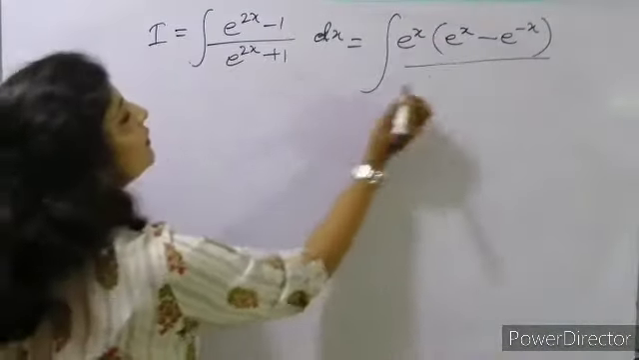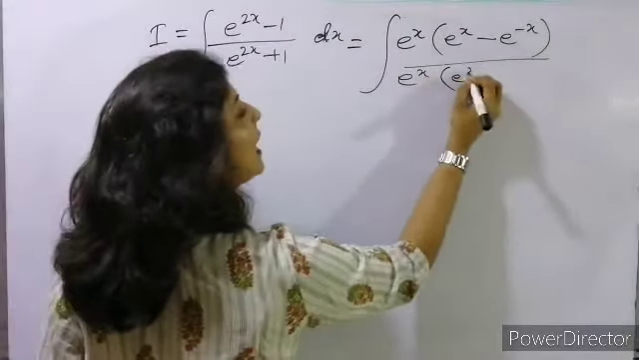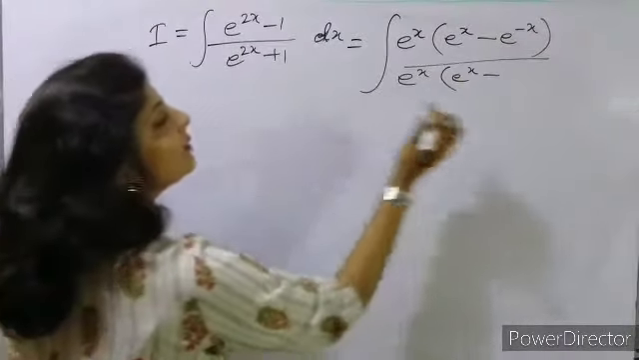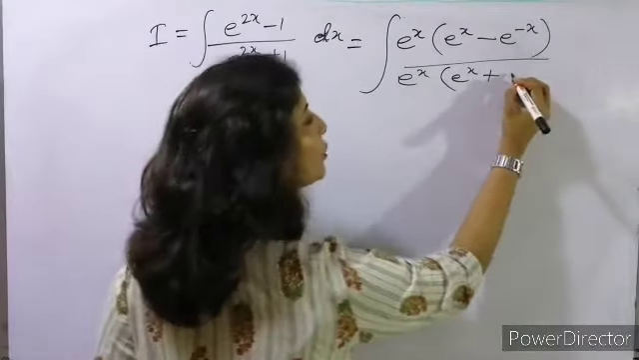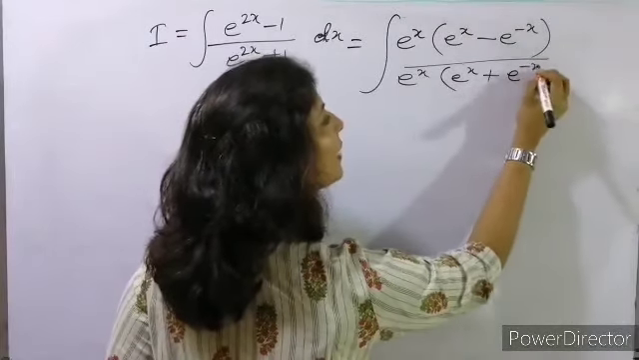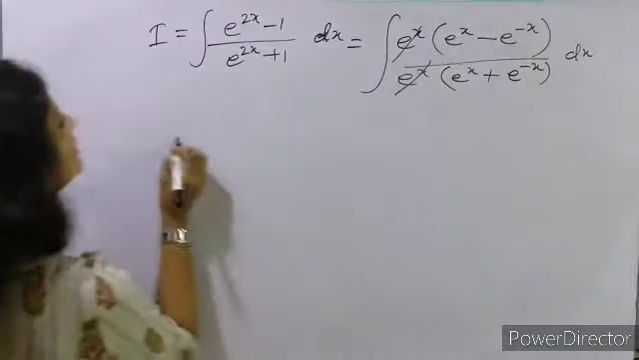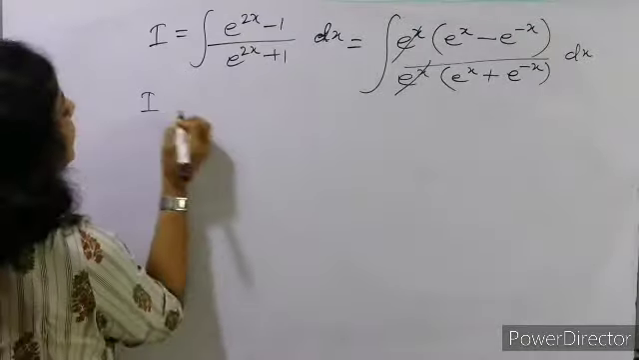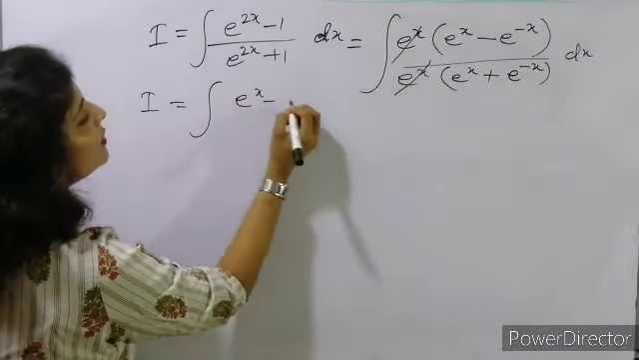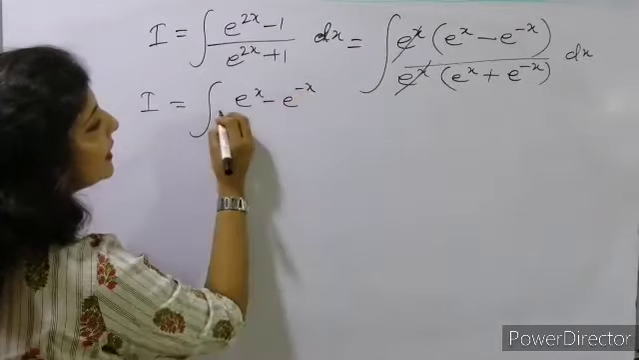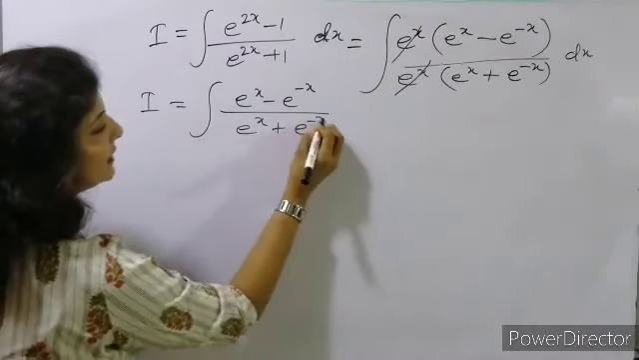Okay. Similarly, we'll take e to the power x common in the numerator. This will be e to the power x, and the 1 will be equal to 1 upon e to the power x, so 1 upon e to the power x will be e to the power minus x, and dx. So this we can cancel. So the value of I will be equal to e to the power x minus e to the power minus x, upon e to the power x plus e to the power minus x.